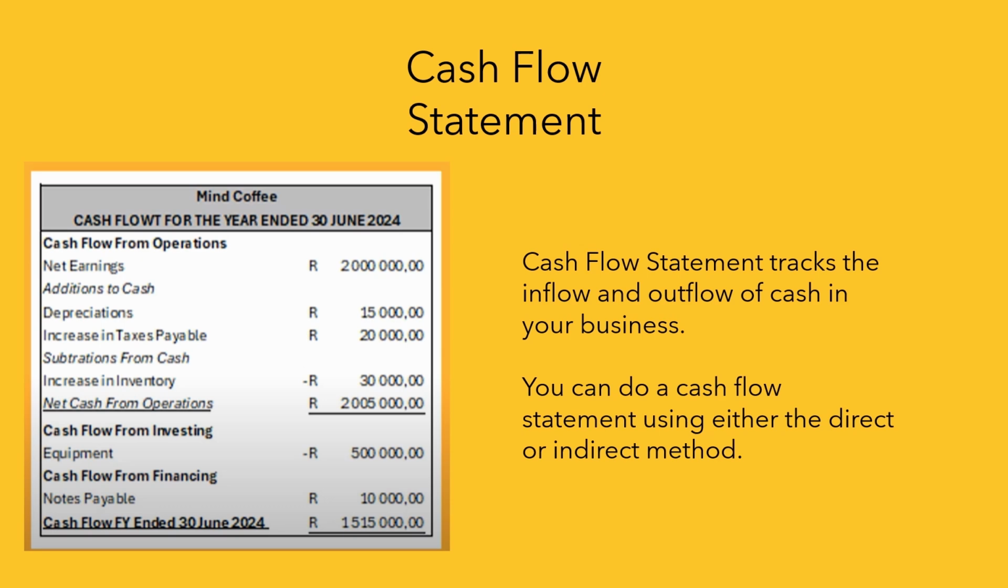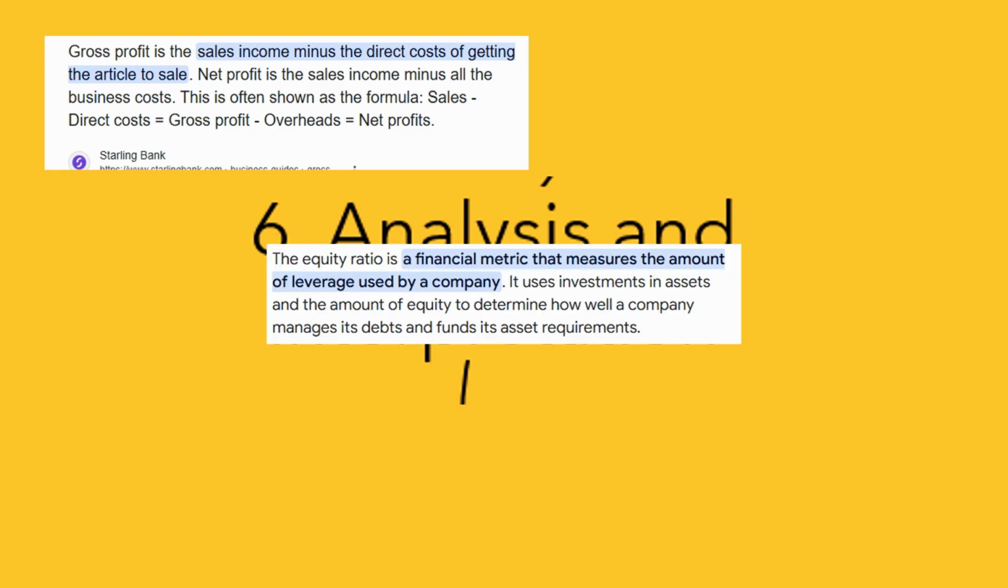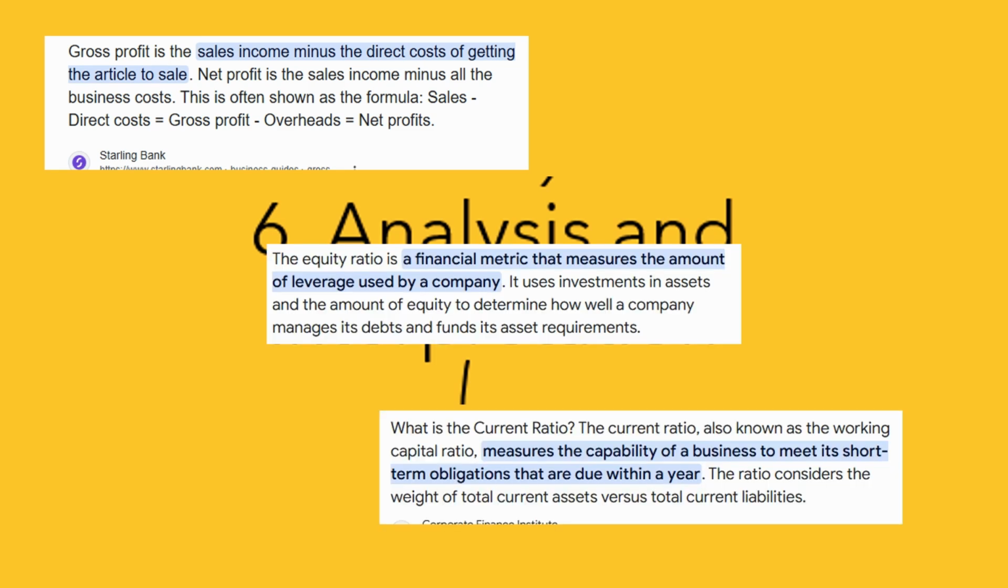Then we have the analysis and interpretation. The users of the financial statements will interpret and analyze the information that they contain. The profit and loss is considered in relation to the activity of the business, the money invested, and alternative investment options. This is called a general ratio analysis, but we'll look at gross profit, equity ratio, and current ratio, and much more in greater detail later on.